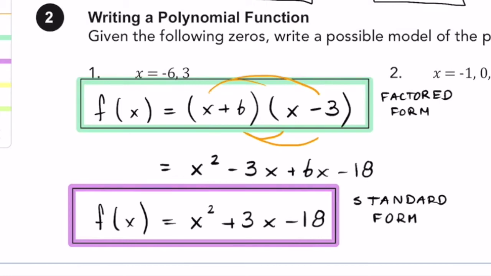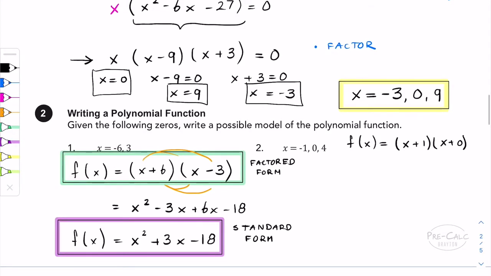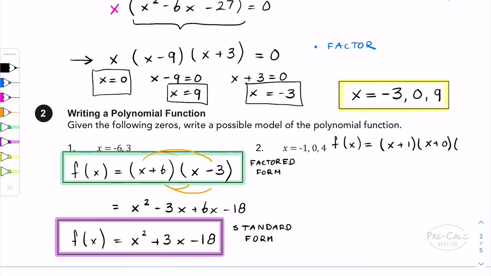And if we do the same thing for number 2, we have zeros at -1, 0, and 4. If we have a 0 at -1, that means the factor is x plus 1. A factor of 0 would be x plus 0. And lastly, a 0 of x equals +4 would give us a factor of x minus 4.